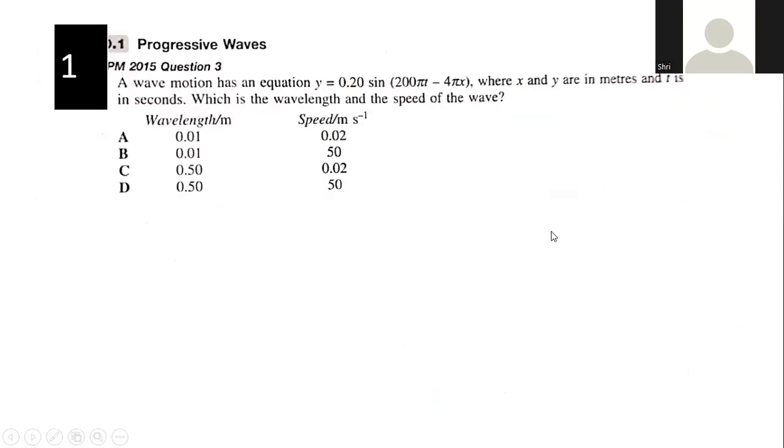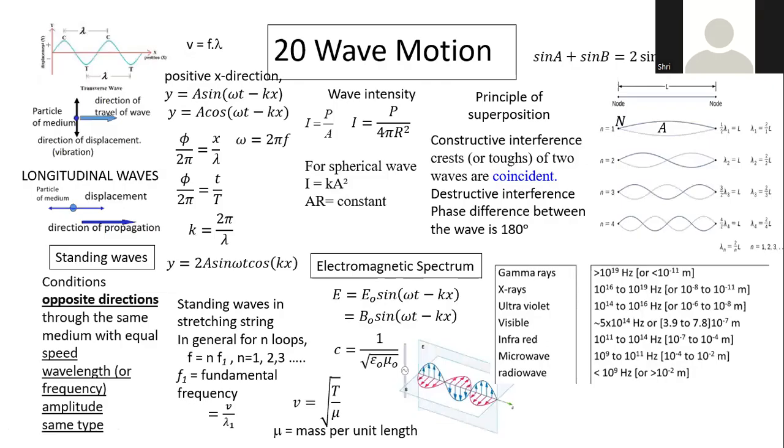Okay, what's the answer for this one? A wave motion has an equation where x and y are in meters and t in seconds. Which of the following gives the wavelength and speed of the wave? That is the equation that you should know. What's the answer? Use the standard equation. That's the standard equation. There's your lambda, that's your frequency.